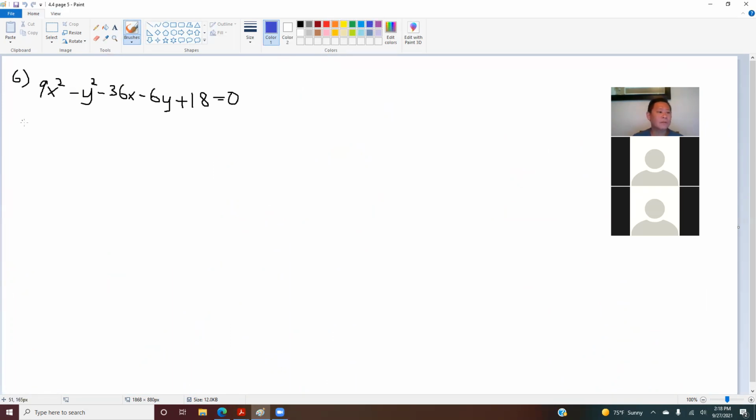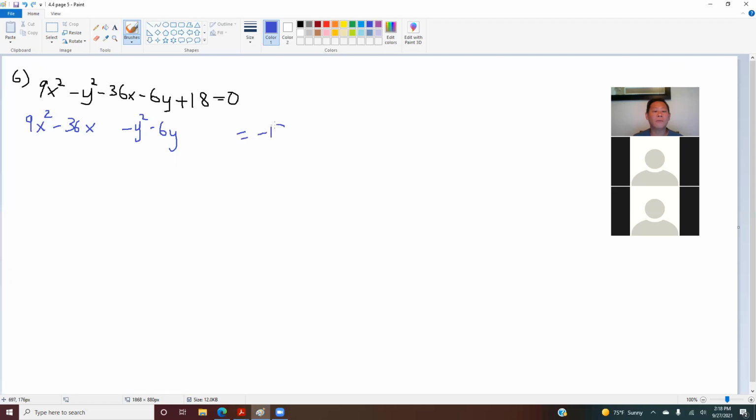Separate them. So 9x squared minus 36x. Now the y squared, be careful, class, make sure it's negative. That negative is important. A lot of students forget to put a negative in front, and you will get a big mistake for that. So be careful with the negative here. And then I move the 18 over.